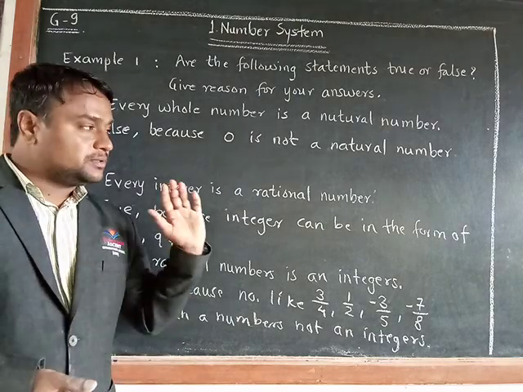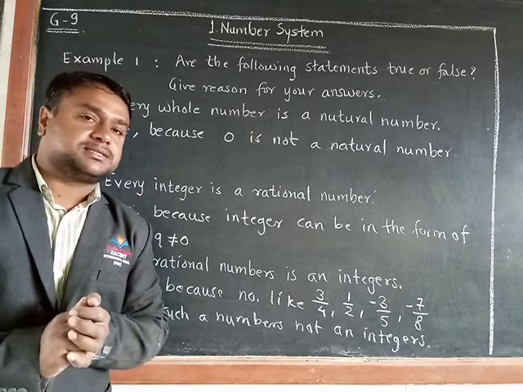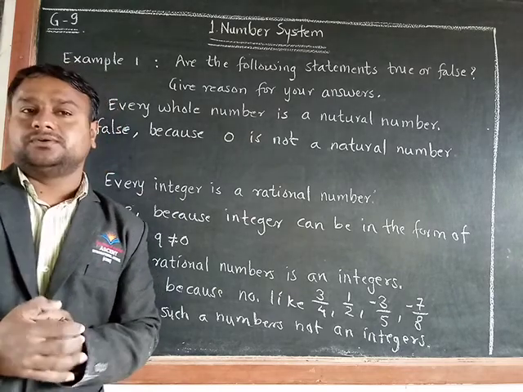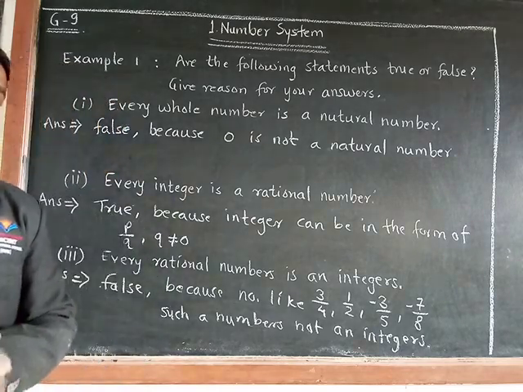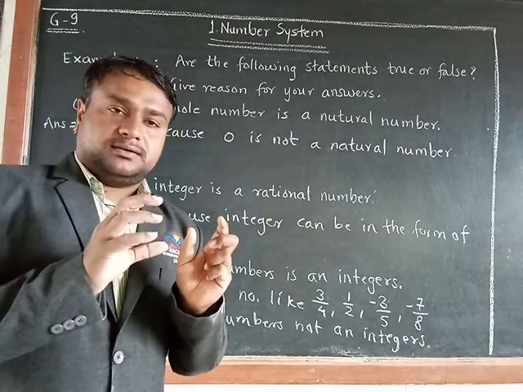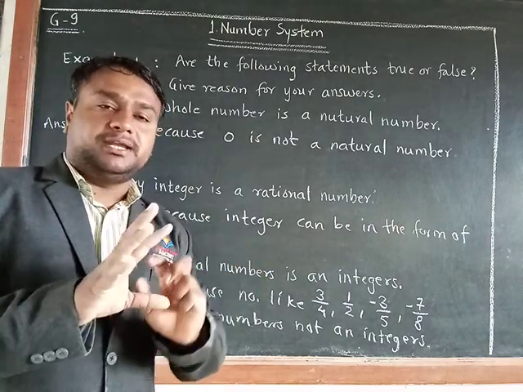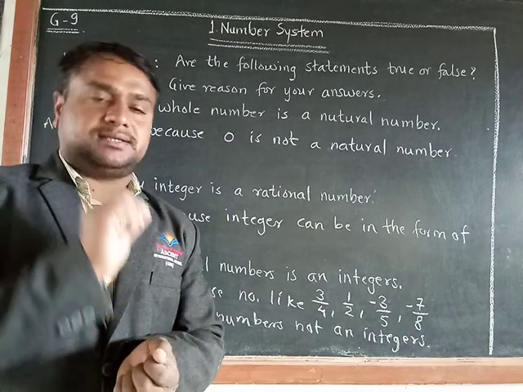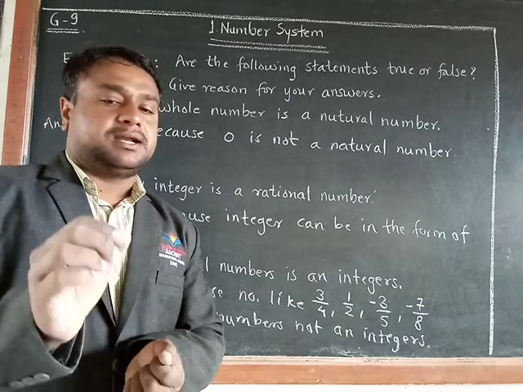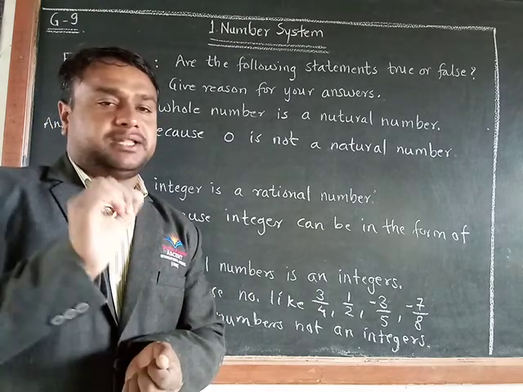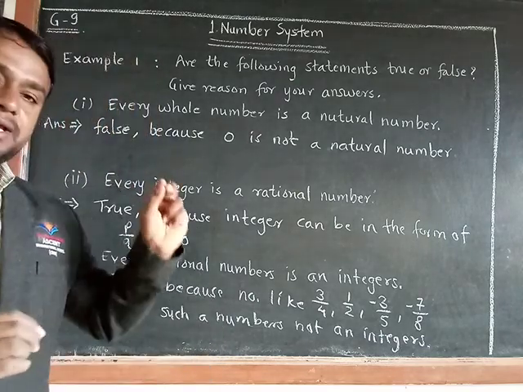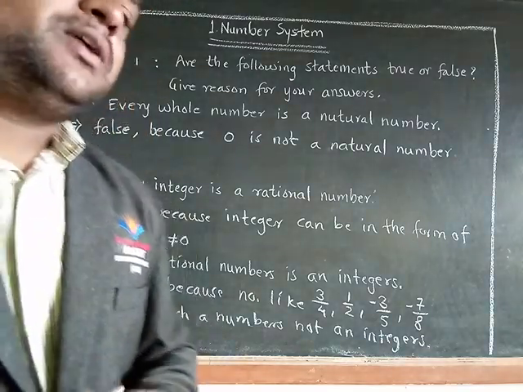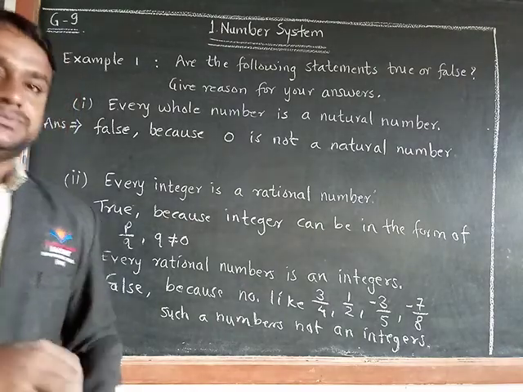Now we learn about rational numbers. Already I think you have learned how to find rational numbers between two numbers. So our example 2 is on that type of example. So we are now learning example 2.